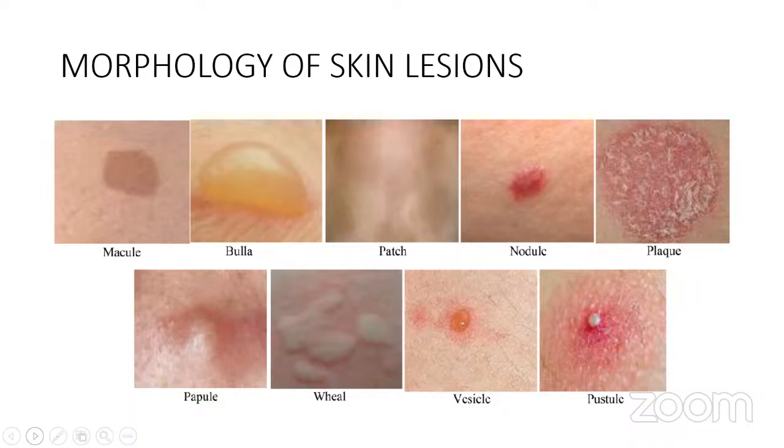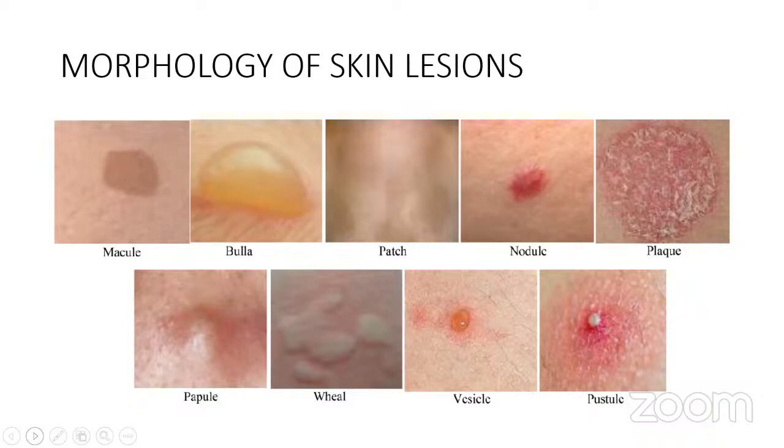Next, coming to the morphology of skin lesion. This is a picture of primary skin lesions. So first one is macule. Macule and patch differ only in size. It is neither raised nor depressed, it's just a change in color. It can be either hypopigmented, hyperpigmented, or depigmented. If it's less than 1 centimeter, it is a macule, and more than 1 centimeter, it's a patch.